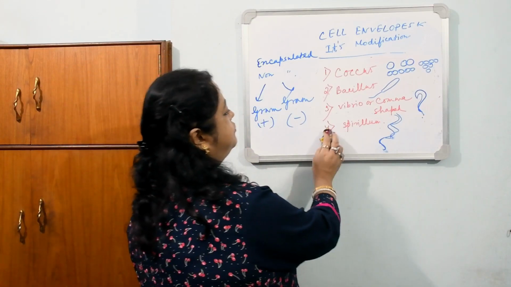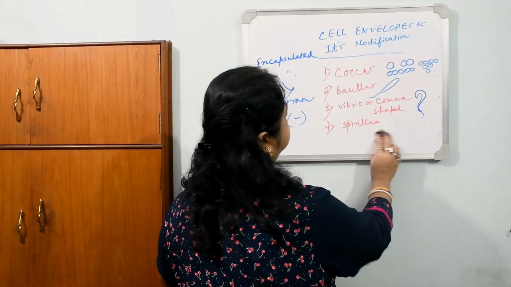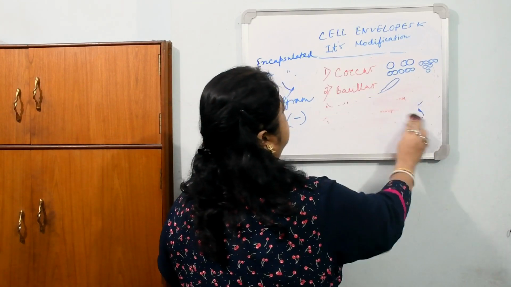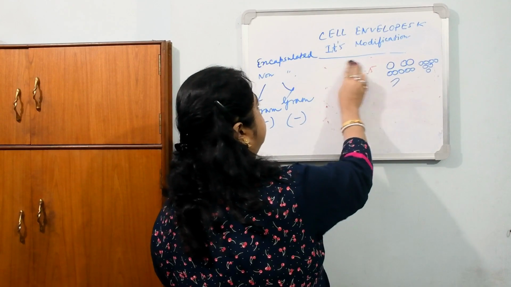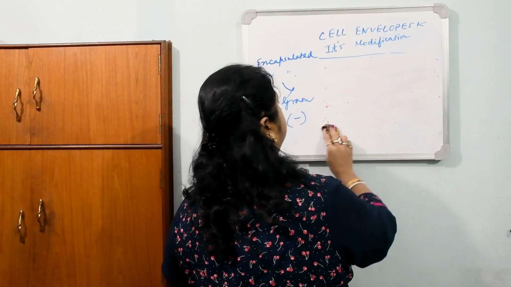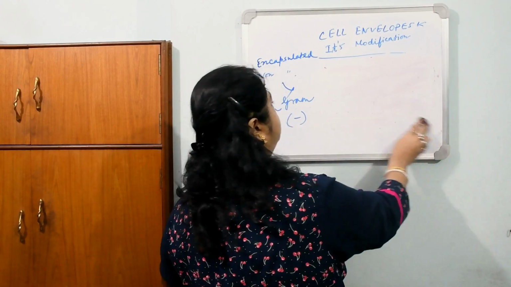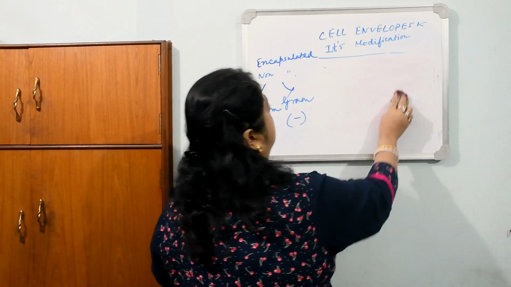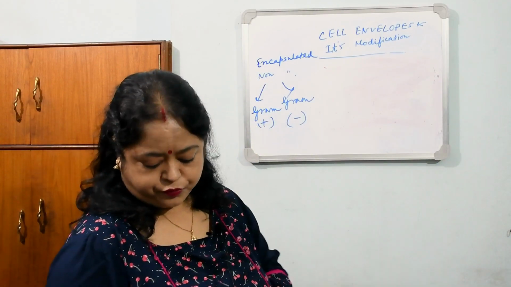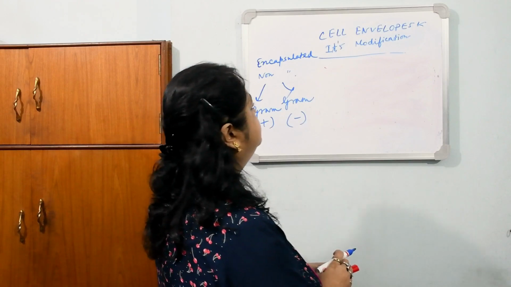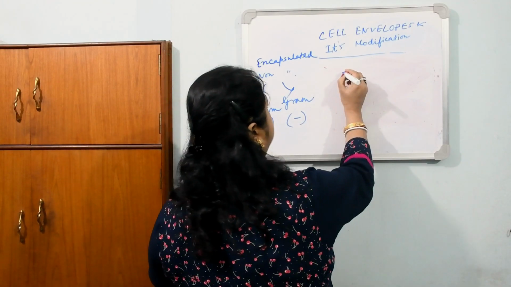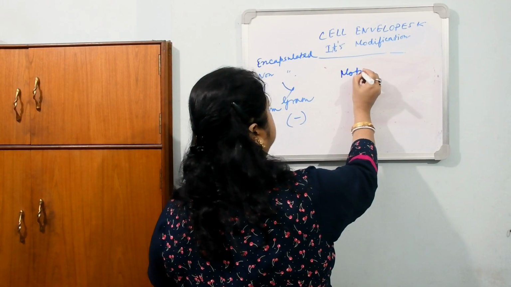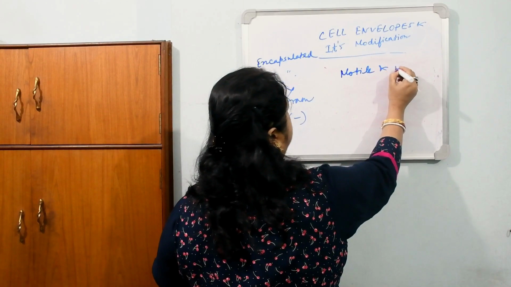Next, what is flagella? In the case of bacterial cells, they are either motile or non-motile. One can move, the other can't move. Who can move? They have the flagella. So, motile and non-motile.